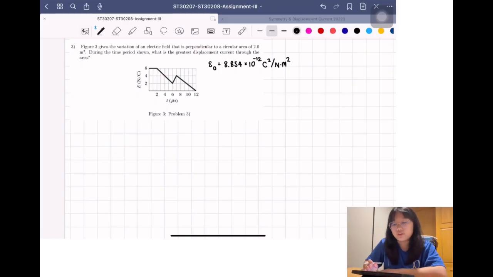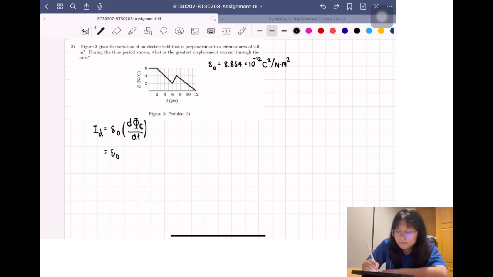Hello teacher King. The second conceptual question is question 3. The figure gives the variation of an electric field that is perpendicular to a circular area of 2 meters squared during the period shown, and it asks about the greatest displacement current through the area. Firstly, the displacement current is equal to epsilon 0 multiplied by dΦE by dt, and dΦE by dt is equal to A dE by dt.